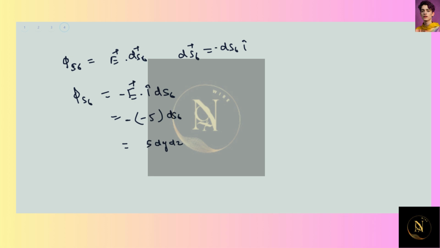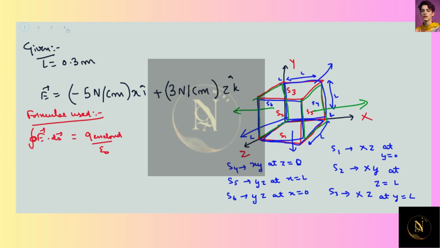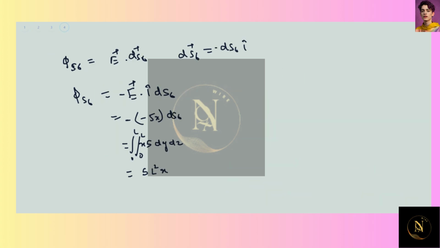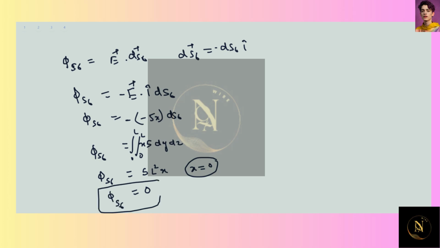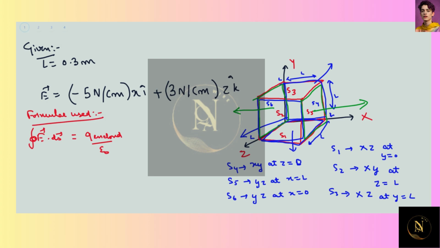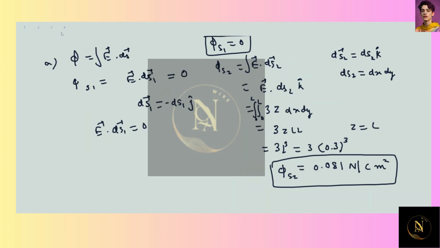We have x here, so let me write it x here. The integration goes from 0 to L for both dy and dz. So this gives us 5 L squared x. So what is the value of x here? x is 0, so we have 0 here because x is 0 on this surface. So this is our flux through S6. So we have the answer for your part A. This was your part A. Now we go to part B.